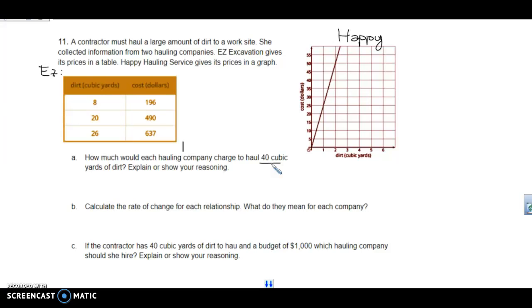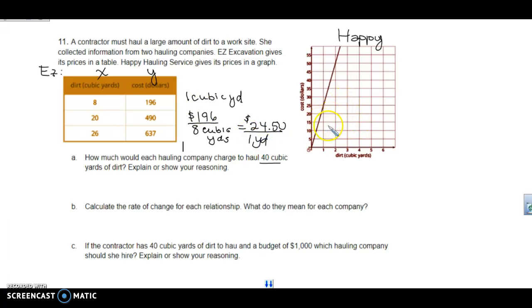So the first thing that we need to do is figure out from the table how much they charge for 1 cubic yard. So to do that, I'm going to find the slope. We're going to do y divided by x. So we're going to do $196 divided by 8 cubic yards. And what that gives us is $24.50. And that is going to be the price for 1 yard.